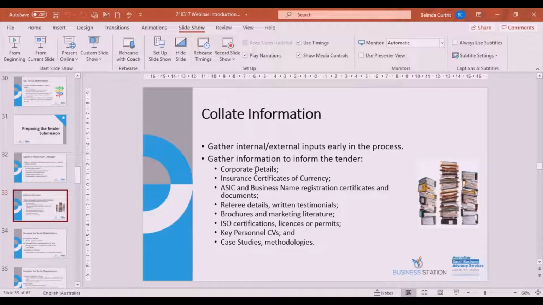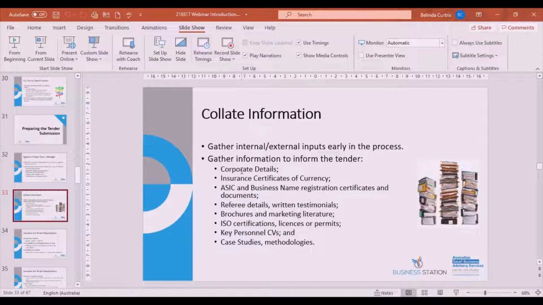So you might have to go to an external supplier yourself to get information about pricing to help inform your price for the tender. So don't wait until the last minute to do that. Identify all those internal and external inputs early in the first week, and then get that information as soon as you can. You don't want to be rushing around on the day that the tender's due, still getting information to prepare your bid.